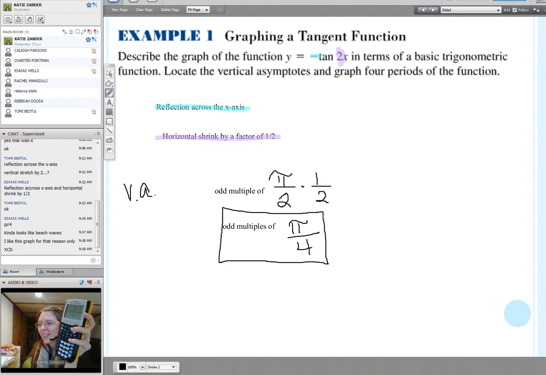The only reason you like your tangent graph, huh? All right, any questions with that? Especially the vertical asymptote piece. I think for some reason the vertical asymptote piece is always the part that students struggle with.